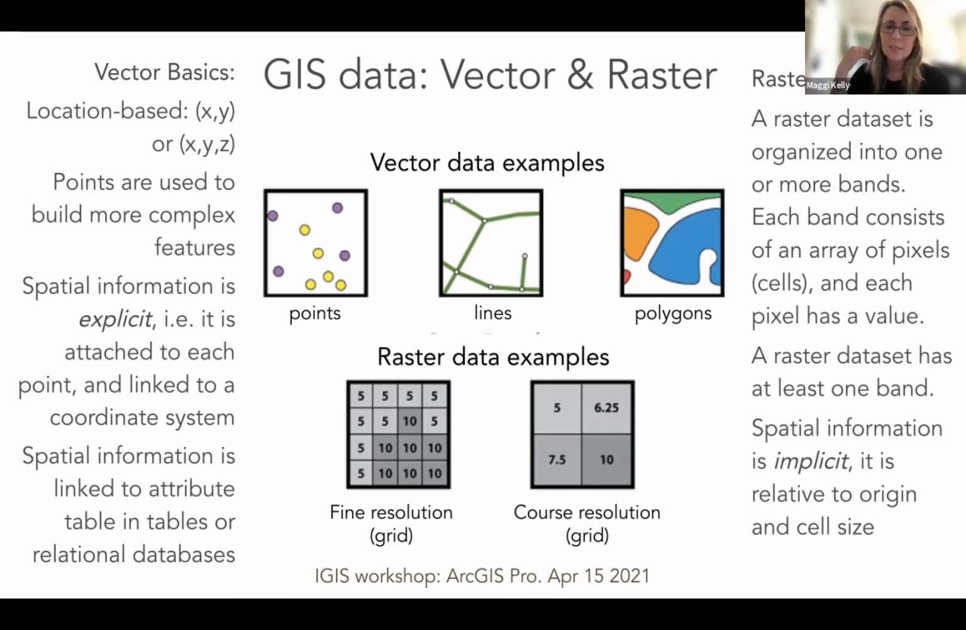Raster is just single grid cells, a collection of grid cells, the same size and shape, usually square, that have some value attached to them. Sometimes raster data can be in bands or layers of these. The cells in here can contain one value. You can have fine resolution or coarse resolution raster.